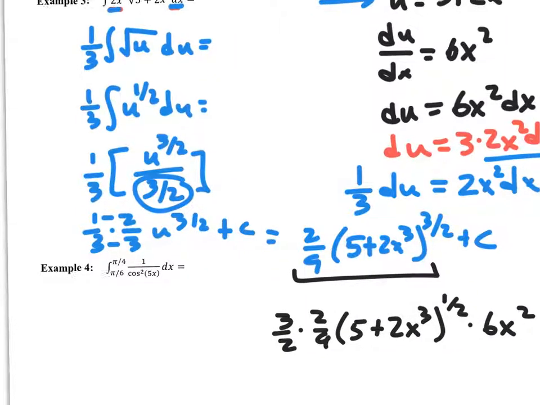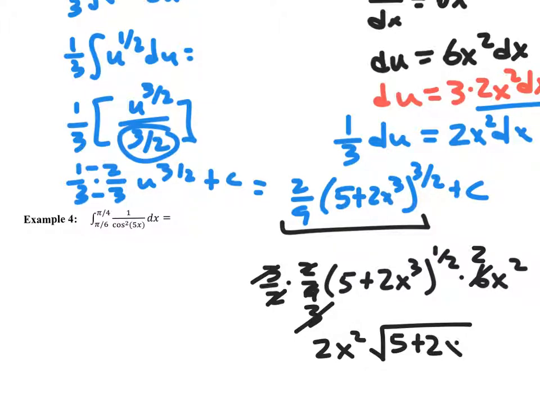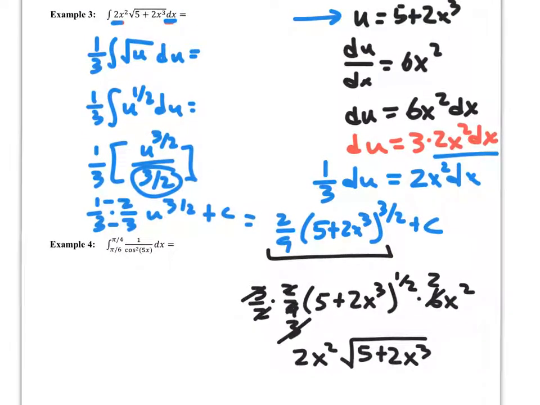Okay, so let's simplify this. 2's cancel, I get a 3 down there. 6 and 3 reduced to a 2. So what I'm left with is 2x squared times the square root of 5 plus 2x cubed. And I believe that's what we had. Yep, got it.